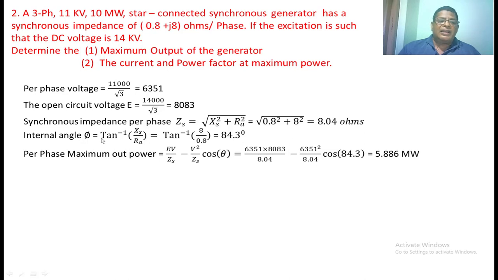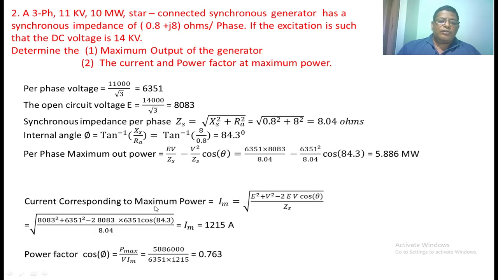The internal angle theta equals tan inverse of Xs by Ra. Substituting the Xs by Ra value, we get 84.3 degrees. The maximum output of the generator equals EV by Zs minus V square by Zs cos theta. This is the formula to find the maximum power developed in a generator. Substituting all the values, we get 5.886 megawatts.